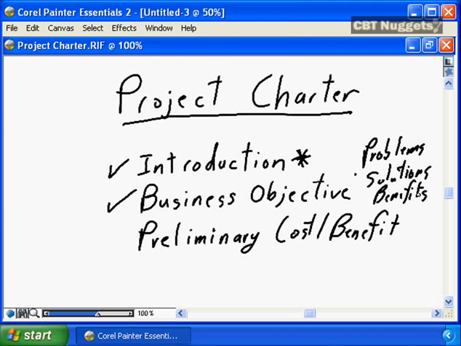Why is our company going to be more successful? Why is our company going to provide better customer service? Why is our company going to be more financially successful? Why is our company going to be able to increase sales, decrease inventory costs? Whatever the benefits are going to be needs to be, again, very clearly, very succinctly defined in the project charter.